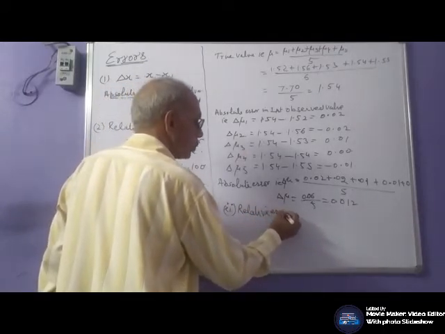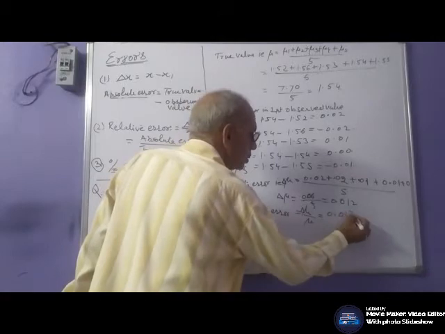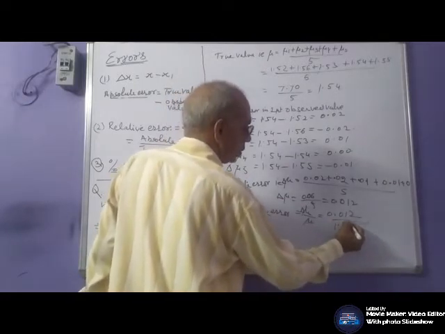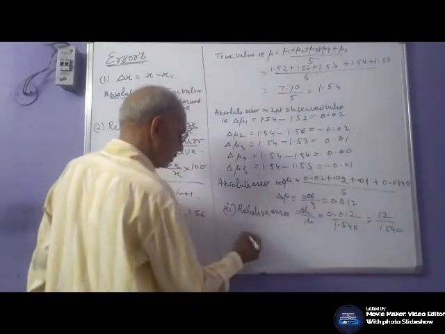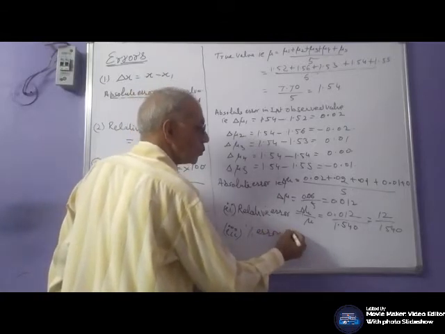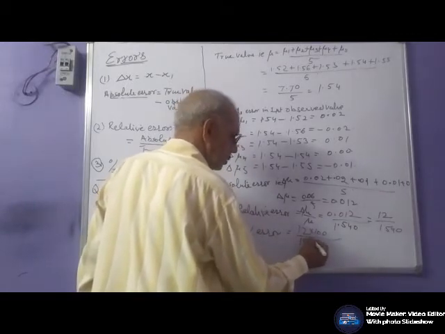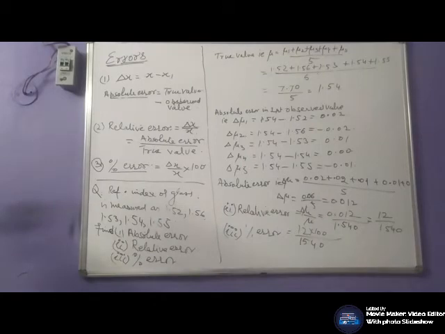Second, relative error, delta mu by mu, is 12 by percentage error into 100 by. So this is what: find absolute error from a given relative and percentage error.